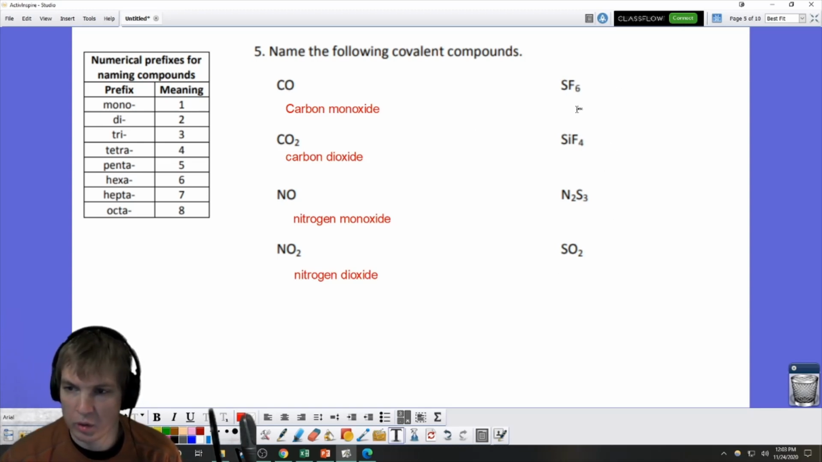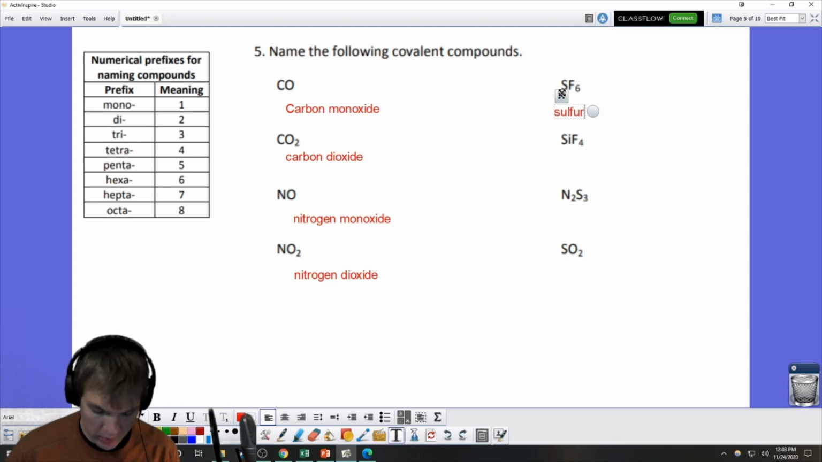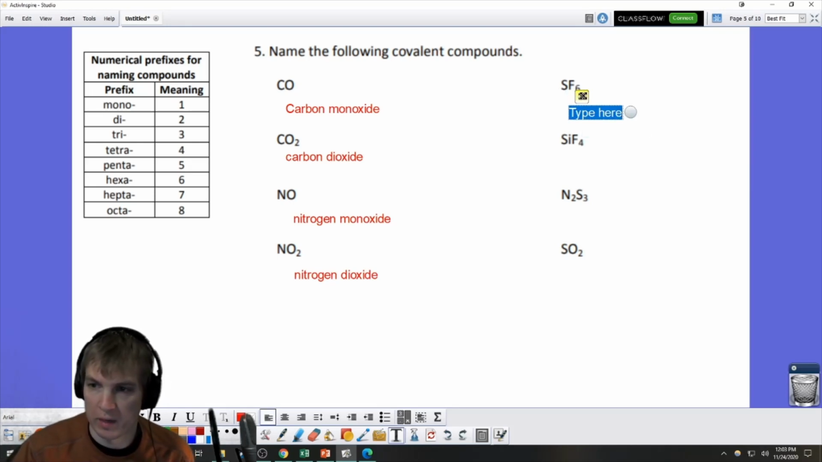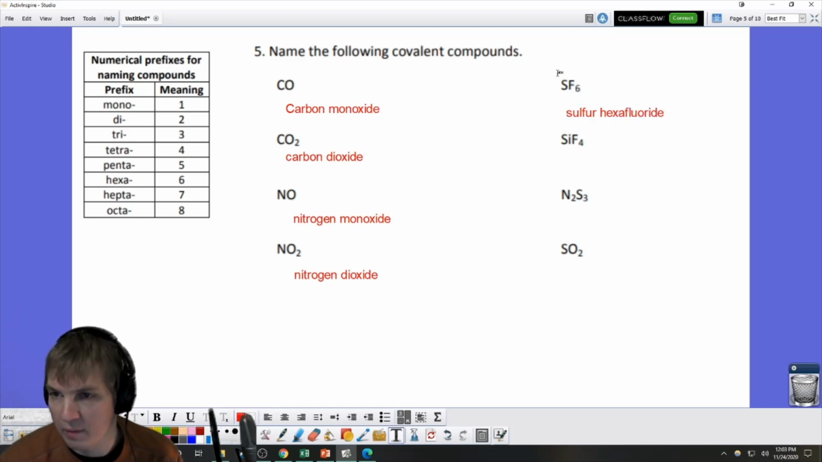All right, so let's take a look at the ones on the right here. We have sulfur. That's going to be the first element. And then we have fluorine, but we're not going to call it fluorine. We're actually going to call it fluoride. But we also need to include the amount that we have here. So we have hexa as our prefix because we have 6 of these. So sulfur hexafluoride is what we have for this formula.